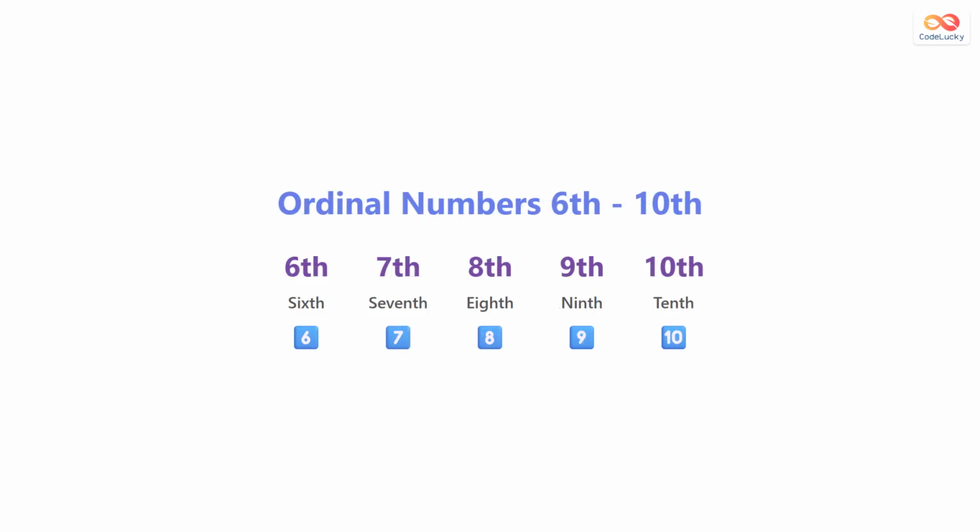Now let's learn the next 5 ordinal numbers. Sixth is number 6. Seventh is number 7. Eighth is number 8. Ninth is number 9. And 10th is number 10. Notice that from 4th onwards, most ordinal numbers end with the letters T, H. This is an important pattern to remember for larger numbers.